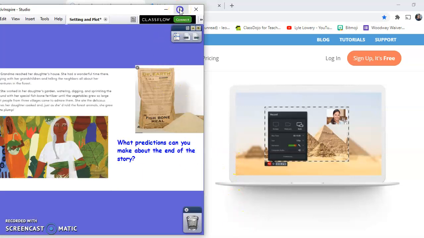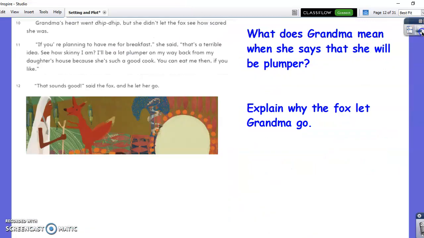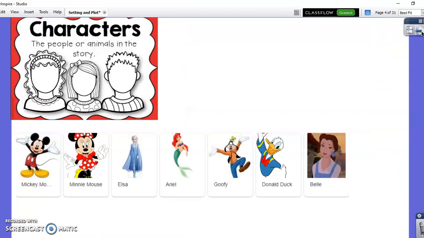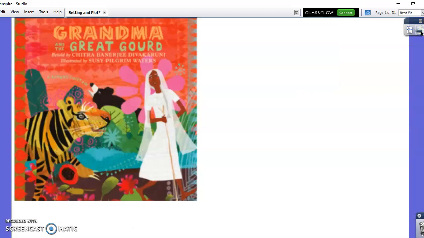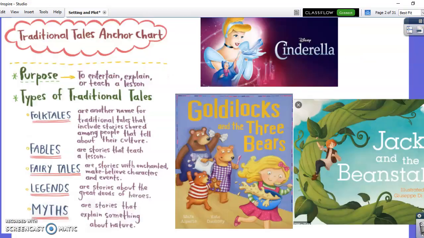Good morning. I'm going to go over my flip chart and read the story again for anybody who possibly missed the class or any kids who would like to go back and hear me read the story again. The title of this story is Grandma and the Great Gourd, which is another word for like a squash or really big pumpkin.